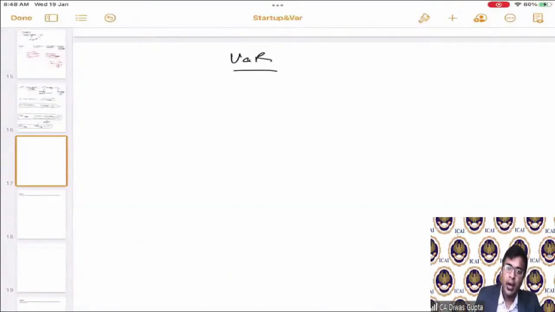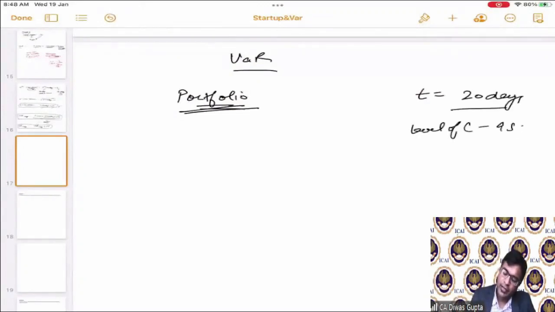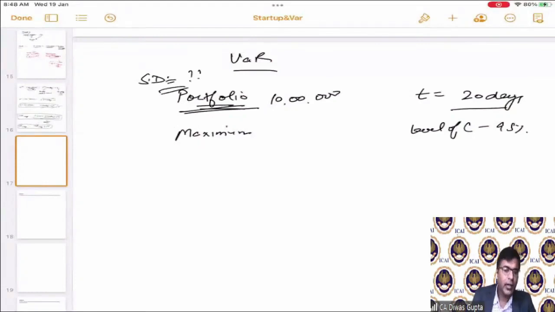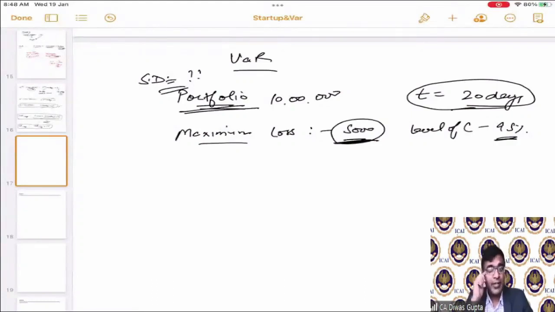Now if you talk about a company who has created a portfolio, I'm giving you a practical example. While creating this portfolio, they need to know that over the next 20 days, the time period, the level of confidence is 95%, correct? And the portfolio value is 10 lakhs. The standard deviation is also given, and using that we have calculated the maximum loss using VaR. It comes out to, let's say, 5,000 rupees. This information from VaR says that 5,000 rupees is the maximum loss that you can incur in the next 20 days, and the probability of that is 95%.